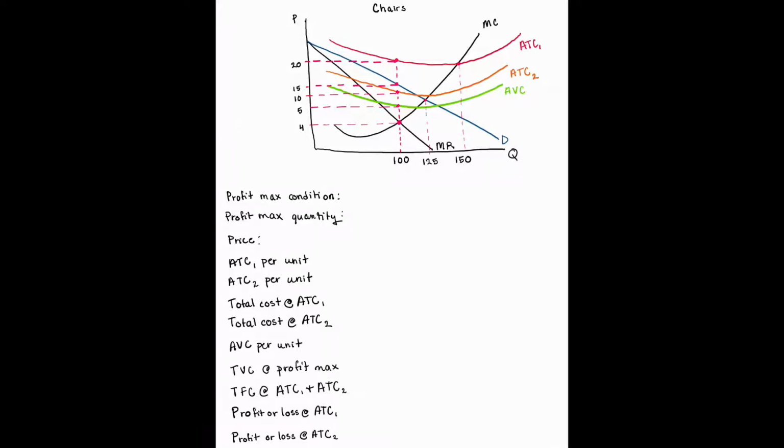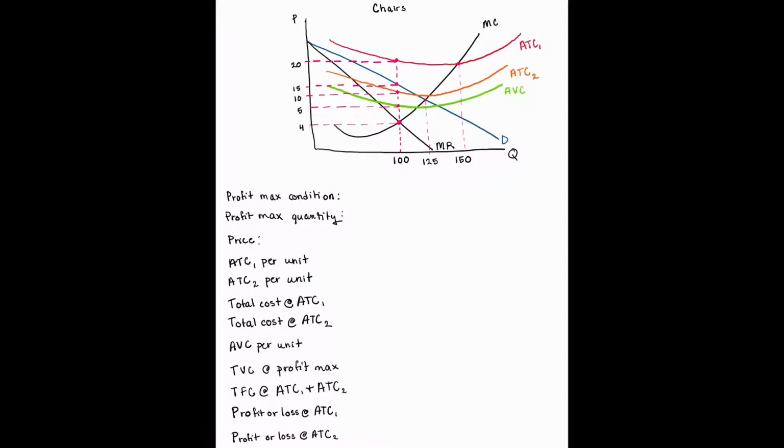Okay, y'all, so we're really quickly going to go over this monopolistic competition firm worksheet that I created. Here you can see we have our market, which is a chair market, and so we have our demand curve in blue, our marginal revenue curve in black, our marginal cost curve in black, and then we've got three different average cost curves: our average total cost 1, average total cost 2, and average variable cost. So that's in red, orange, and green.